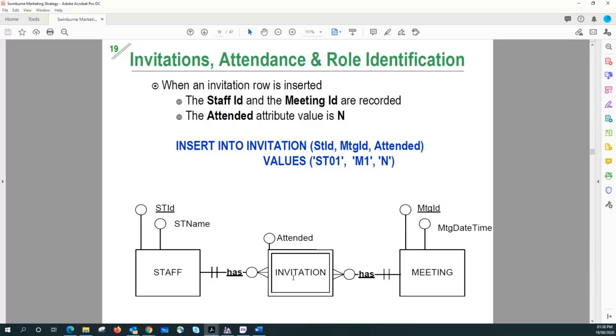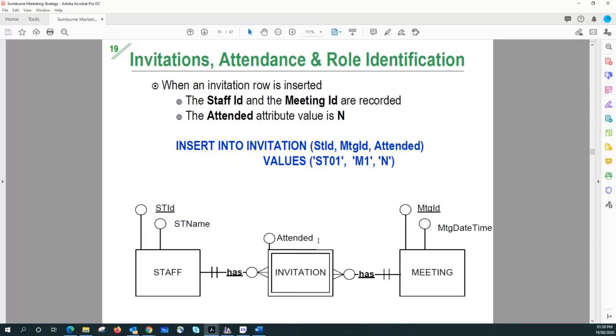So what is the identifier for the invitation? The identifier for the invitation is the staff ID and the meeting ID. So we have three attributes in the invitation entity: staff ID, meeting ID, and the attended column. In the attended column I write Y for attended, N for not attended.